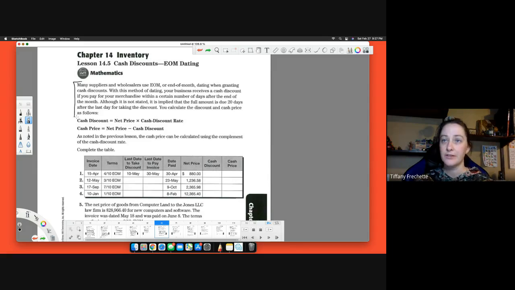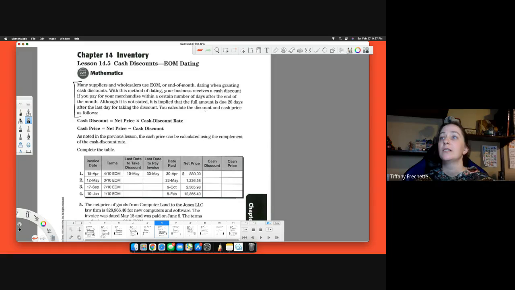All right, so let's go ahead and read the summary here. Many suppliers and wholesalers use EOM, or end of month dating, when granting cash discounts. With this method of dating, your business receives a cash discount if you pay for your merchandise within a certain number of days after the end of the month. Although it is not stated, it is implied that the full amount is due 20 days after the last day for taking the discount. You calculate the discount and cash price as follows.